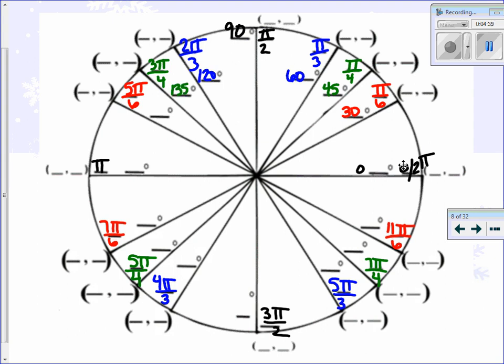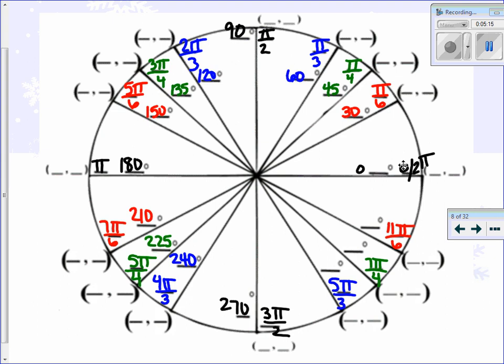Little gap, add 15, 150. Big gap, add 30, 180. Big gap, add 30, 210. Little gap, add 15, 225. Little gap, add 15, 240. Big gap, add 30, so 270.